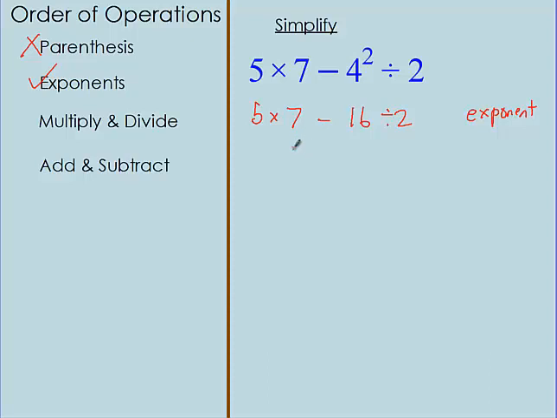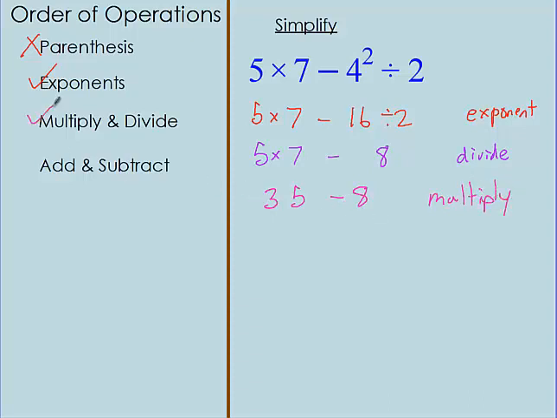Let's go to multiply and divide. Well, we have a multiply and a divide. Which one should we do first? Doesn't matter. Let's just choose to do the divide first. Why not? 16 divided by 2, that is going to be 8. So I'm going to rewrite this as 5 times 7 minus 8. And I did a divide. And the next one, well, I got to do this multiply. So the 5 times 7 is going to be 35. 35 minus 8, and we multiplied.